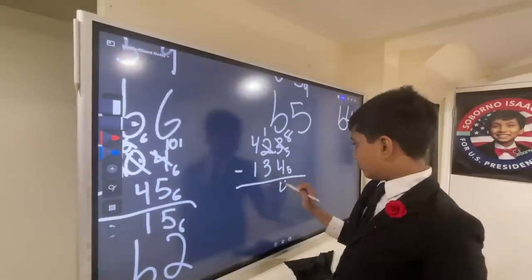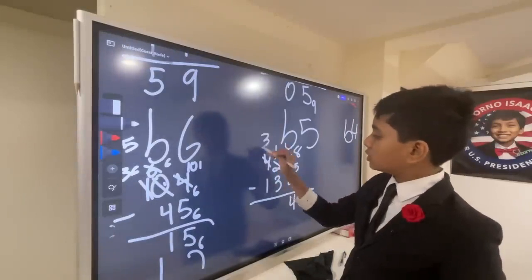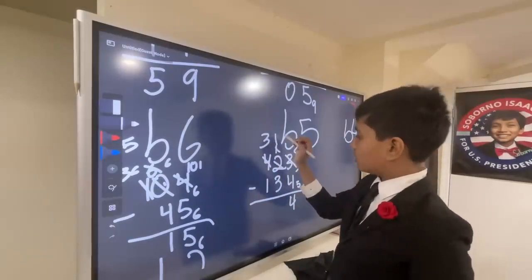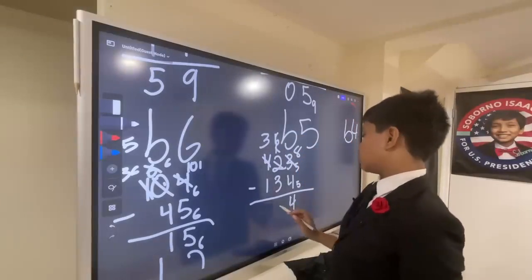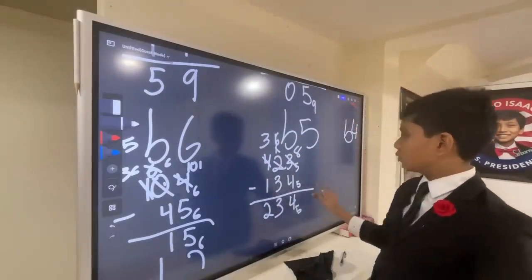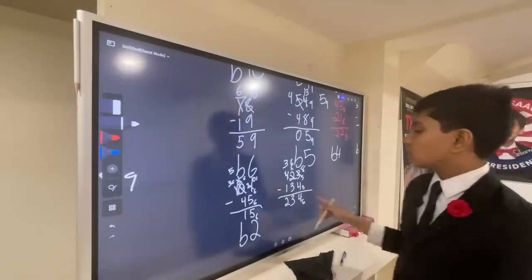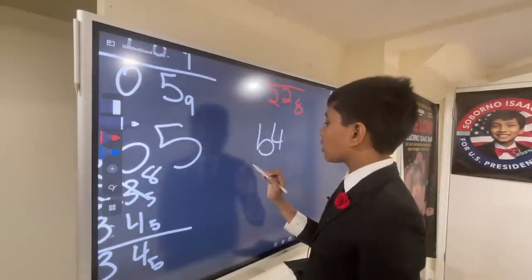And in base 10, as we saw, we could add 10 to these things. 8 minus 4 is 4. 1 minus 3 is, again, not going to work. So we're going to make this 3. We're not going to add 10, but rather 5. 6 minus 3 is 3. 3 minus 1 is 2. 234 base 5.